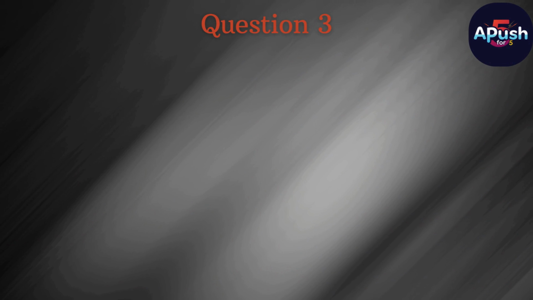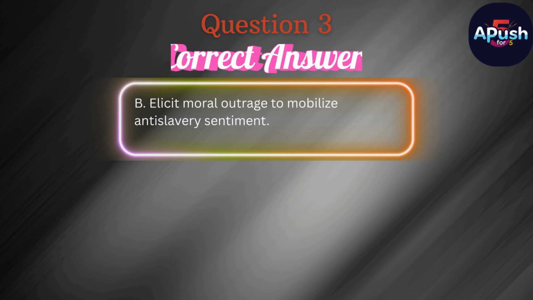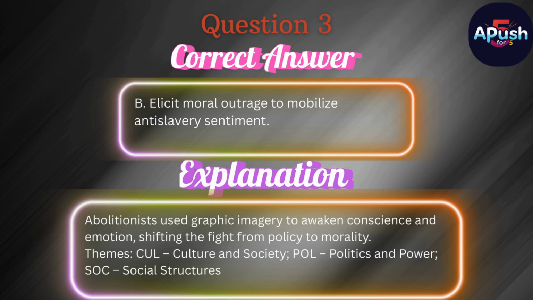The correct answer is B. Elicit moral outrage to mobilize anti-slavery sentiment. Abolitionists used graphic imagery to awaken conscience and emotion, shifting the fight from policy to morality.